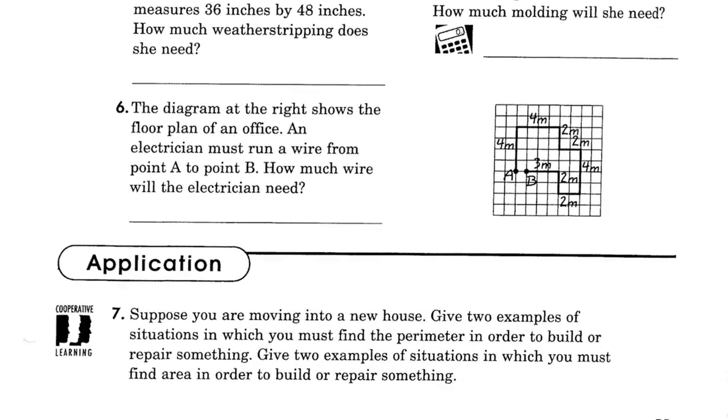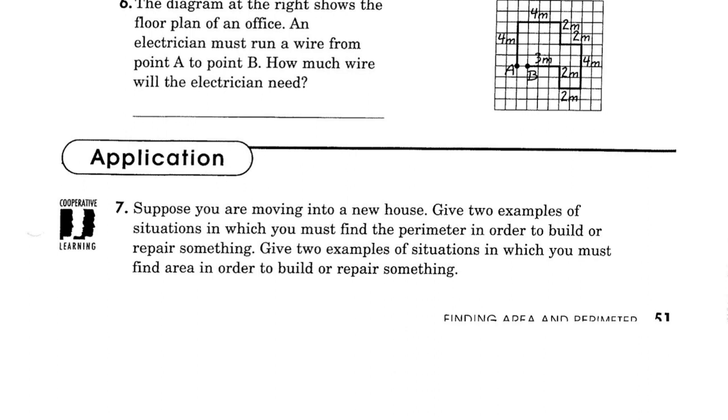When you come down to problem 7, the application says, suppose you are moving into a new house. Give 2 examples of situations in which you must find the perimeter in order to build or repair something. Give 2 examples of situations in which you must find the area in order to build or repair something. Now, you have to come up with 2 examples for each. So here's area, 1 example, 2 examples. Perimeter, 1 example, 2 examples.